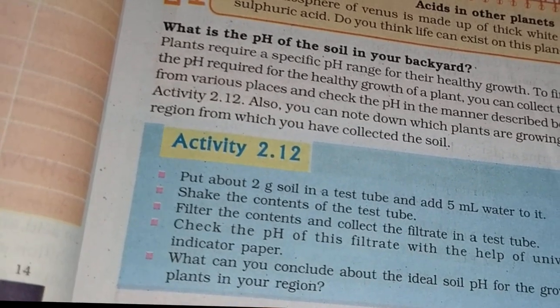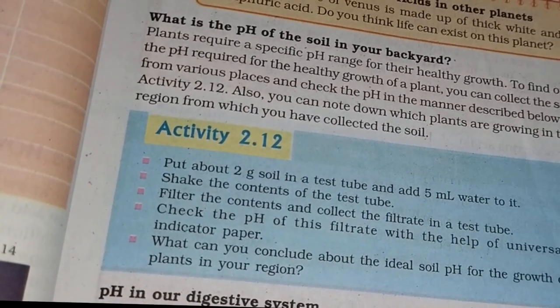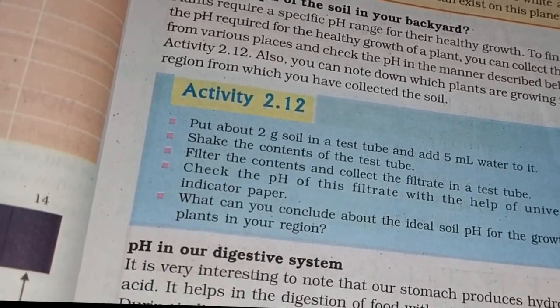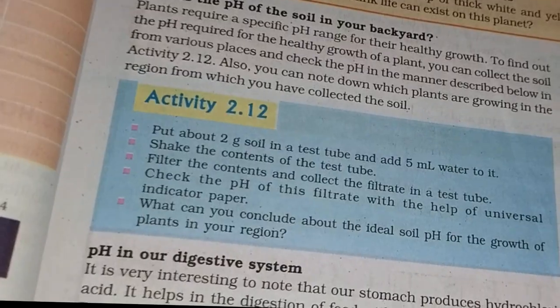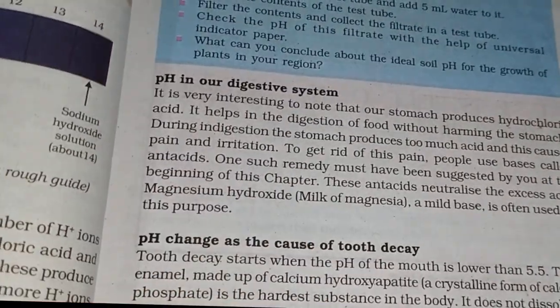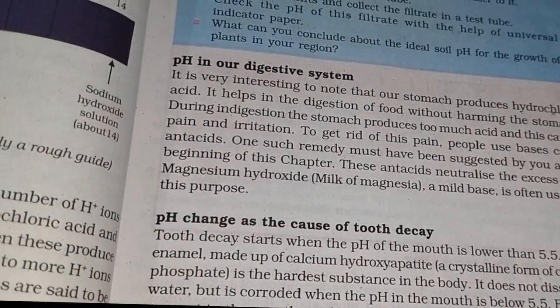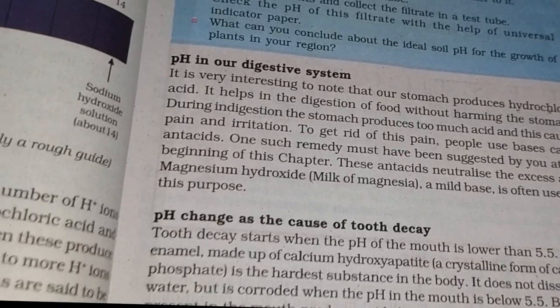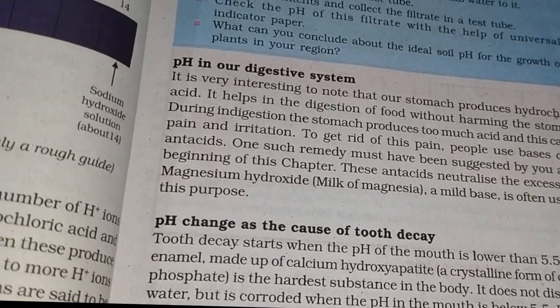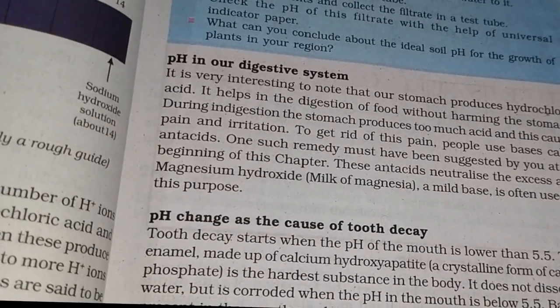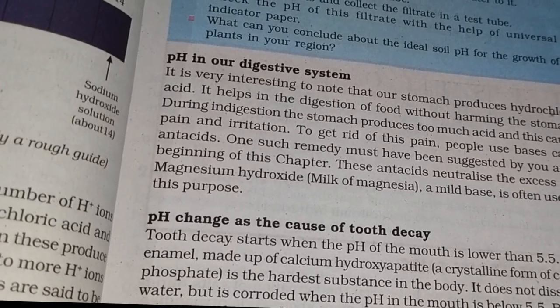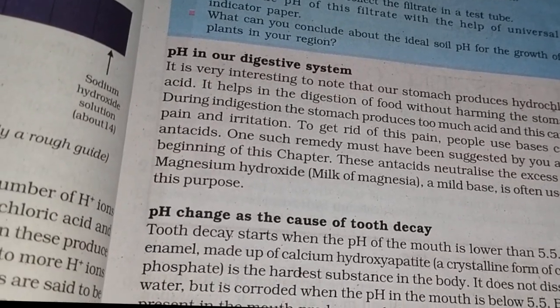So what happens? The perfect pH should be there for the plants to grow. If it is not there, it will not grow. Then pH in our digestive system also. In the process of digestion of our food, we know that hydrochloric acid will be produced in our stomach. It helps in the digestion of food, but it will not harm our stomach.